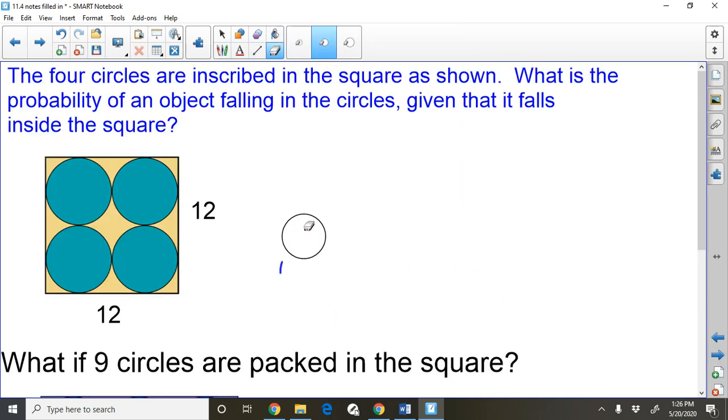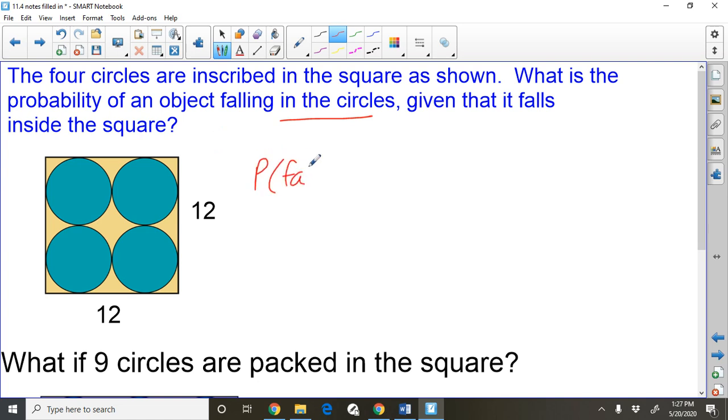In this diagram, I have 4 circles that are inscribed in the square as shown. Inscribed means they are just touching at the edges, and they're also tangent to each other here. What is the probability of an object falling in the circles, given that it falls inside the square? So we need to find the probability that it falls in the circles. So I need to find the area of the circles and divide it by the area of the square, the entire thing. Area of the square is 12 times 12, which is 144.